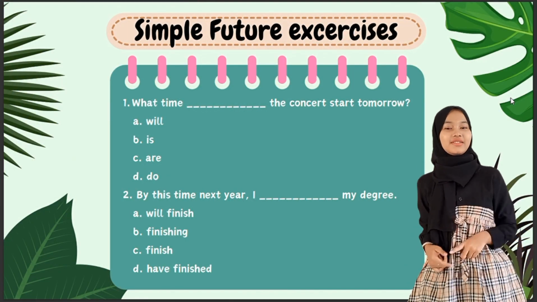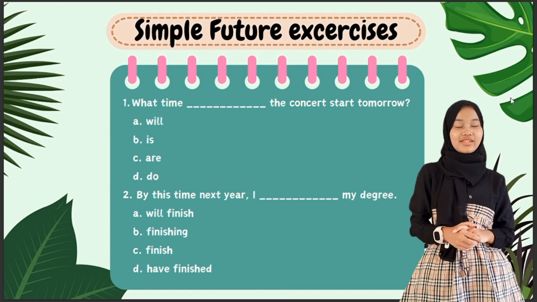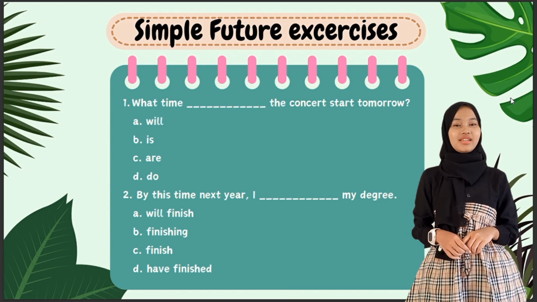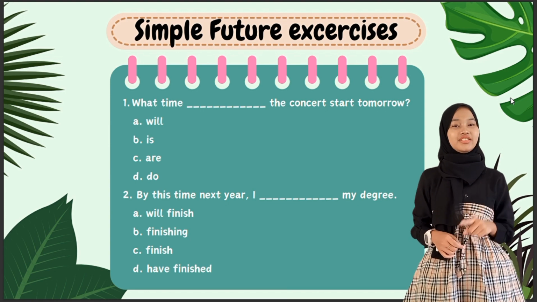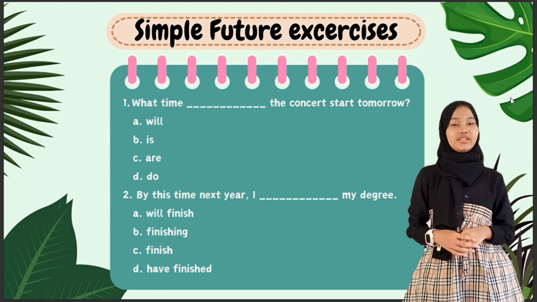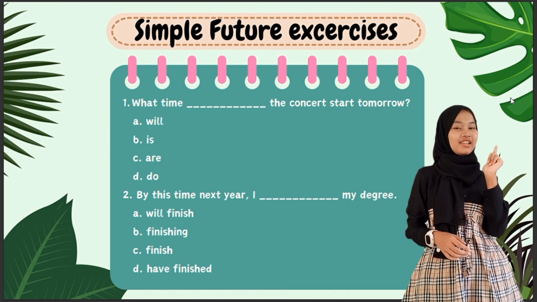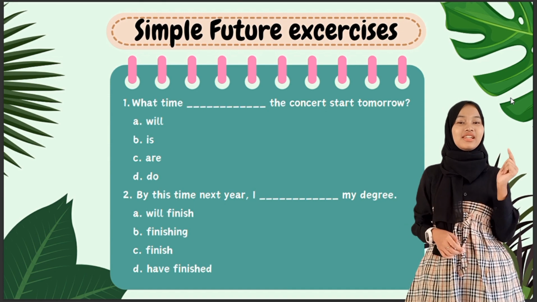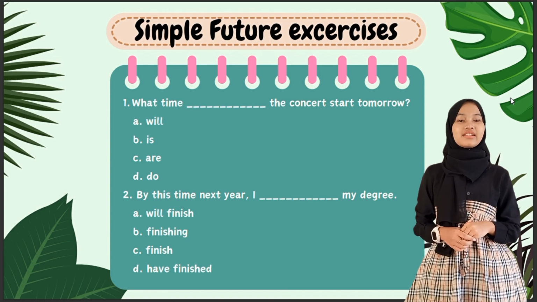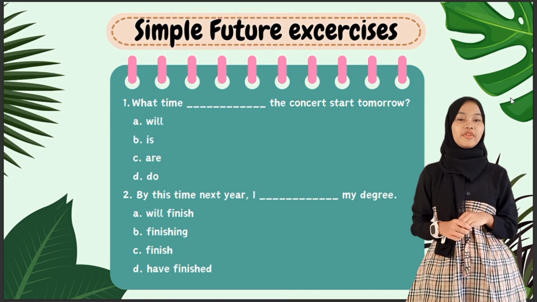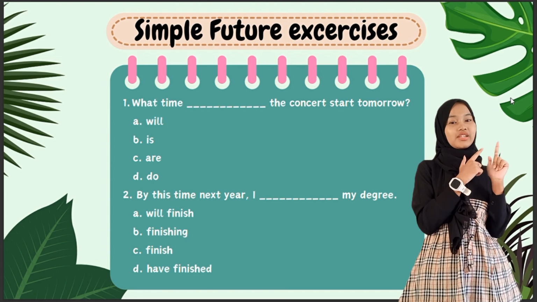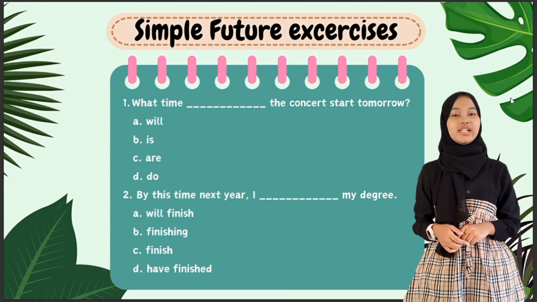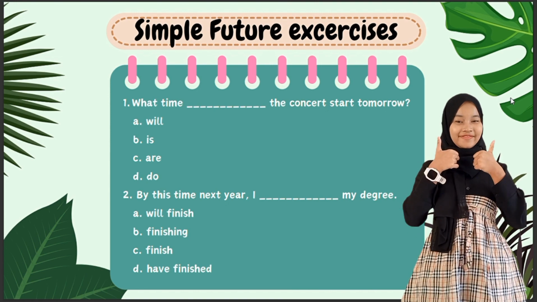Okay, number one. What time the consonant start to rule? A. Will. B. Is. C. Are. D. Do. The answer is A, will. Why? Because in simple future tense, we use will before the base form of the verb. So the correct answer is will.